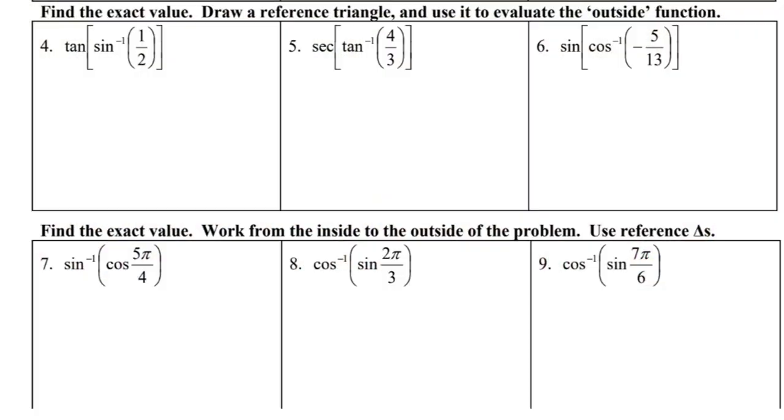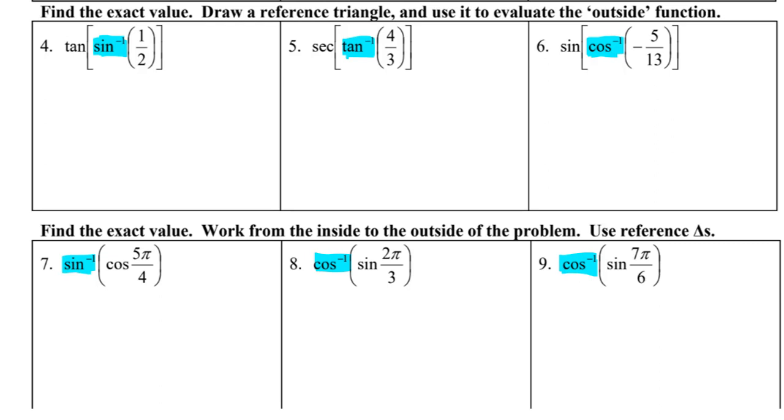Now, if you notice on these examples, they both start out the same way. 4, 5, and 6 are like find the exact value. Same thing with numbers 7, 8, 9. We always want to start with the inside function and work to the outside function. The inside function on 4, 5, and 6 is an inverse trig function, whereas on numbers 7, 8, and 9, the inverse trig function is on the outside.